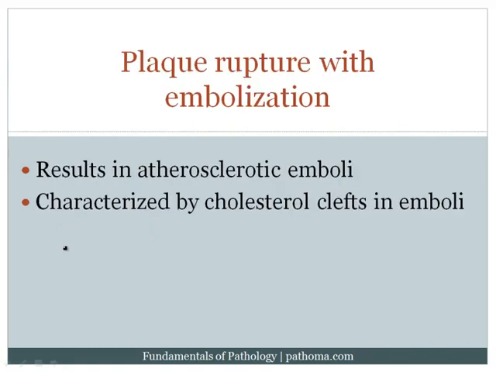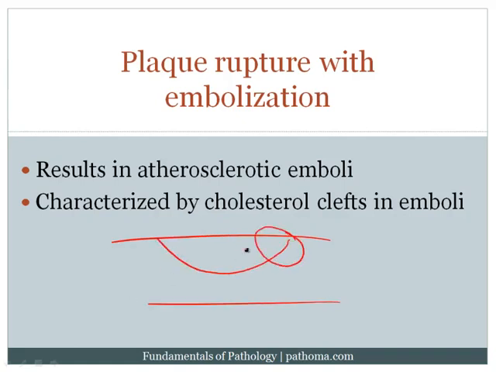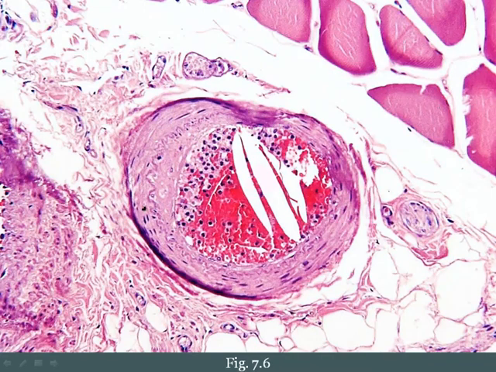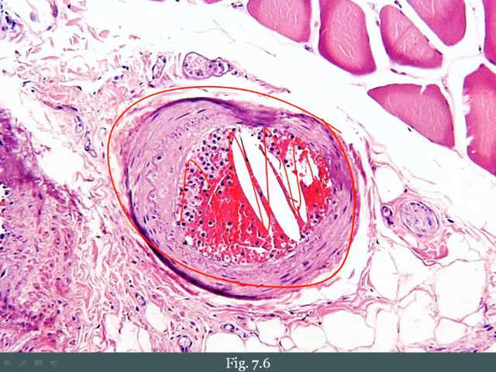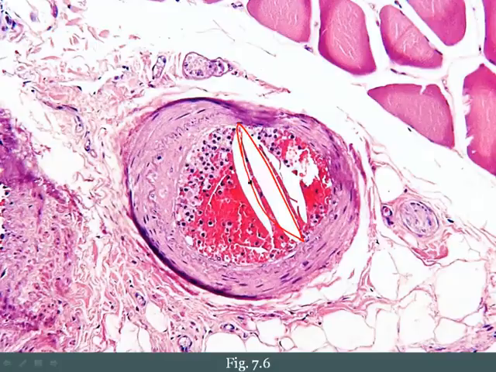The third complication of atherosclerosis is plaque rupture with embolization. Now here's the idea. You've got this atherosclerotic plaque. It's possible for this plaque to break off, and then part of that plaque could embolize and go through the blood supply and then lodge in a distant site. And that's called embolization. Now that results in something called an atherosclerotic embolus. And remember that the hallmark of atherosclerotic emboli are the presence of cholesterol clefts. Now here's a picture of that. This is a blood vessel. This blood vessel contains an atherosclerotic embolus, and the way by which you know that it's an atherosclerotic embolus is because you see these cholesterol clefts.